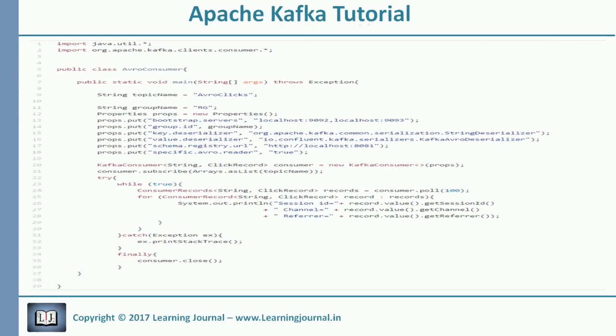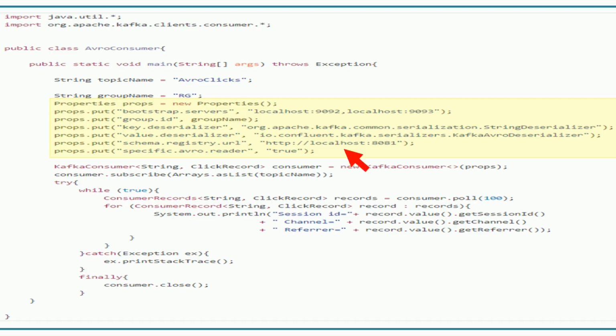The consumer code is also familiar. We set up properties including schema registry URL and value deserializer as Kafka Avro Deserializer. We have another additional property, specific Avro reader as true. If we are using Avro schema and code generation for the schema, this property is mandatory. In fact, there is another generic method to use Avro schema without using Avro code generation tool. But I am not covering that part in this video. So if you are generating code for your Avro schema, set this property as true.